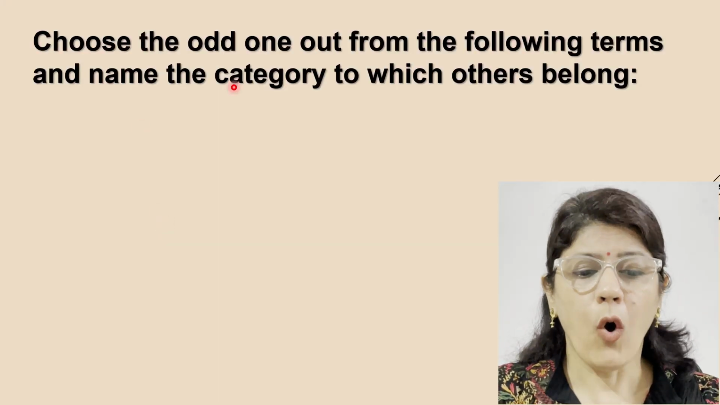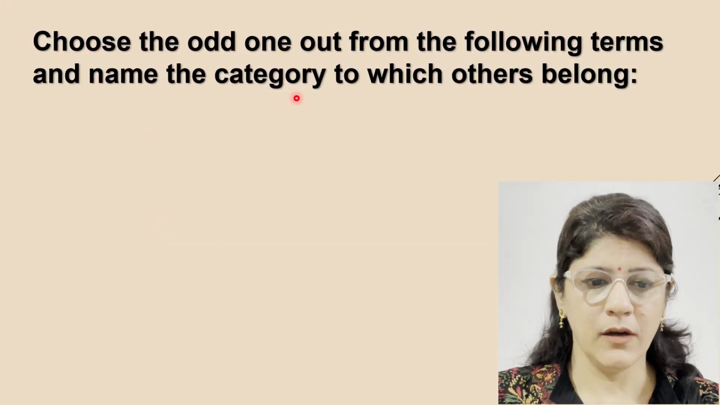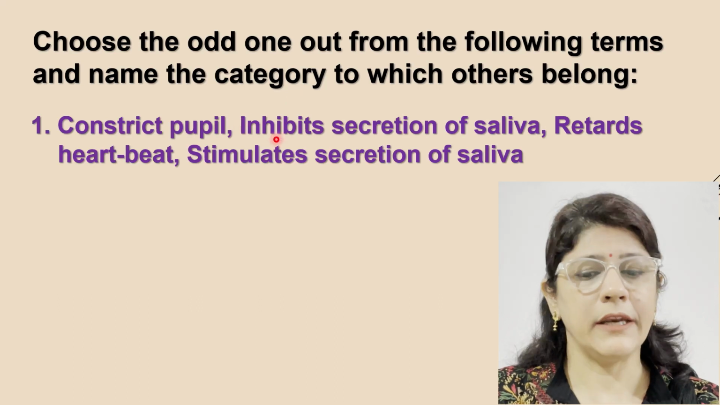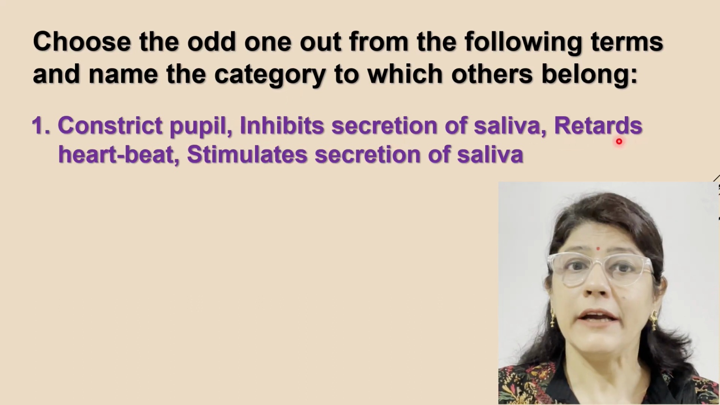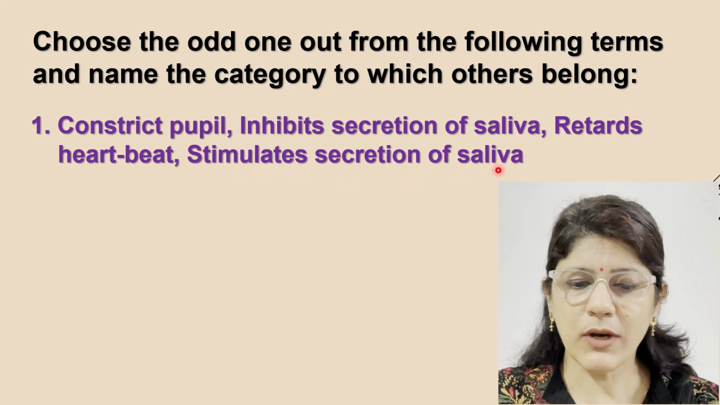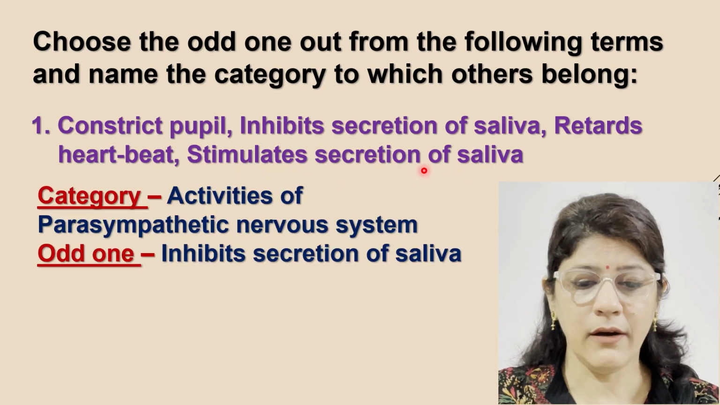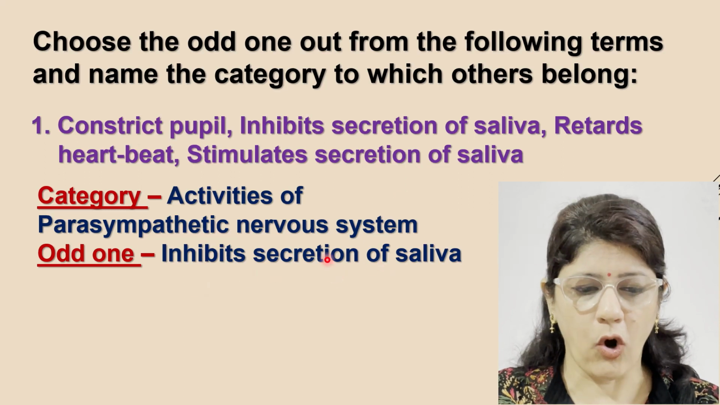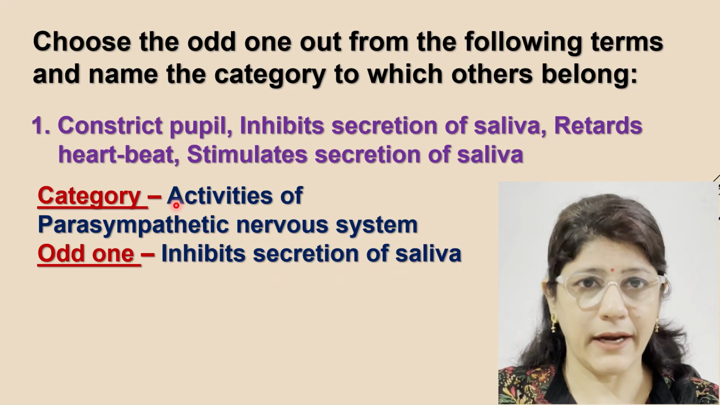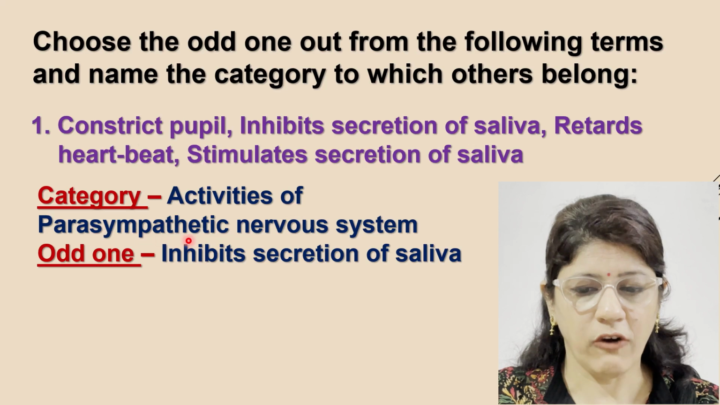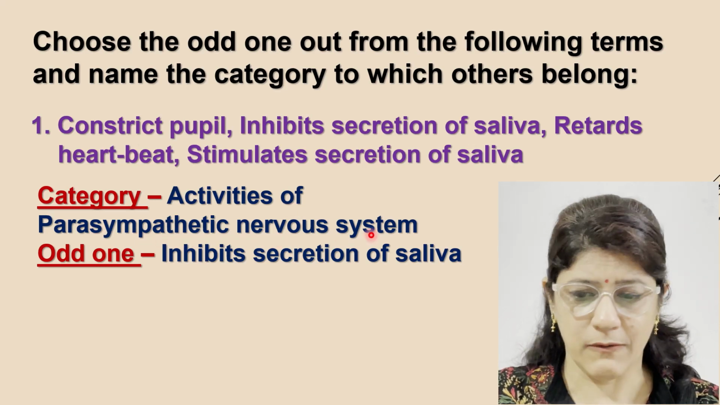Now coming to odd one out questions. Constrict pupil, inhibits secretion of saliva, retards heartbeat, stimulates secretion of saliva. So odd one out term is here inhibits secretion of saliva. And category is activities of parasympathetic nervous system.